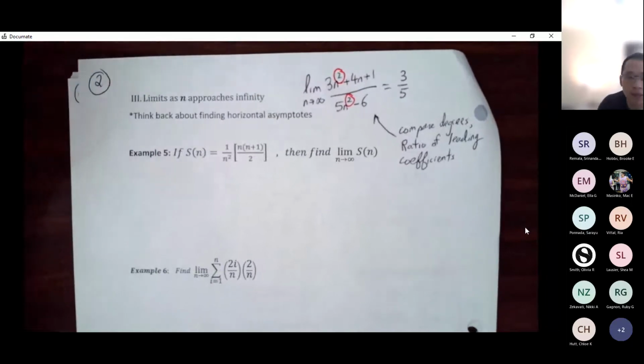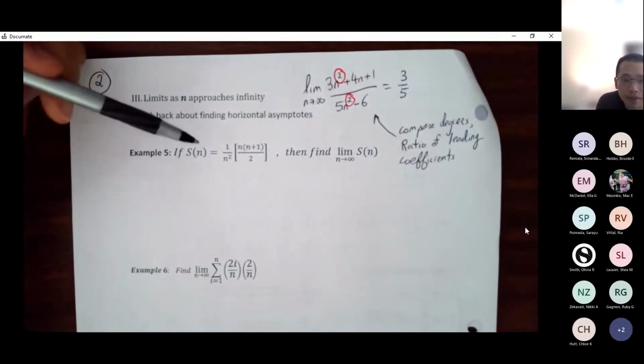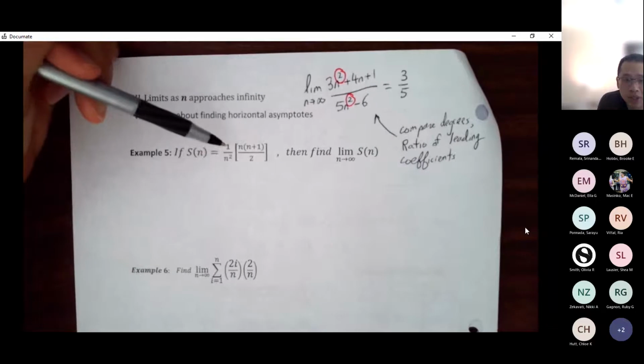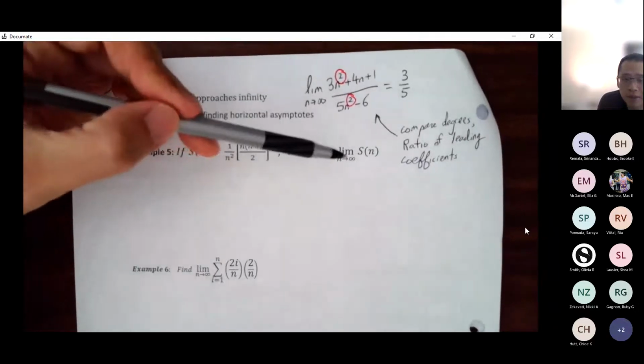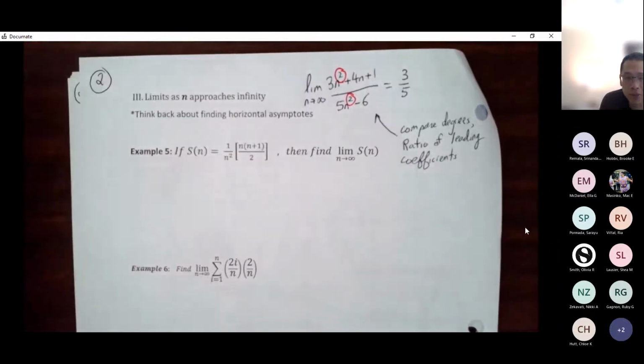So let's practice that with example 5. Let's say we have a rule of sequence that's shown as 1 over n squared times n plus 1 over 2. Find the limit of this expression as n approaches infinity.